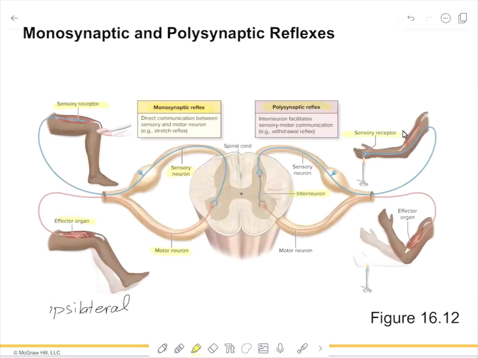The sensory receptor is activated, sending a signal in towards the spinal cord via a sensory neuron. We see that signal traveling in through the sensory neuron to the gray matter, where the interneuron is located, activating a motor neuron, which travels back out to the effector organ. This is also ipsilateral. However, if the information were to cross over to the opposite side, then it would be called a contralateral reflex.